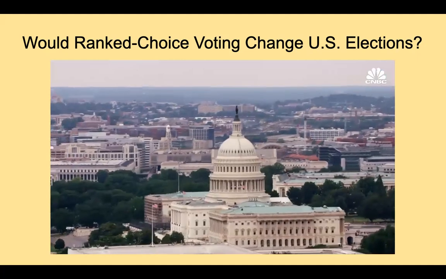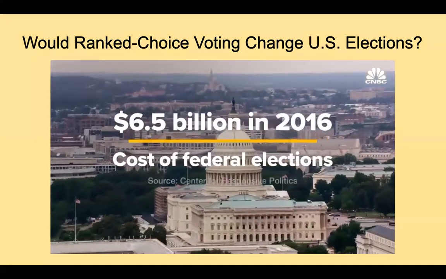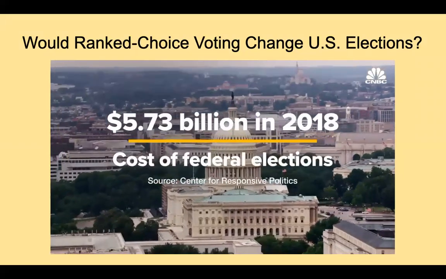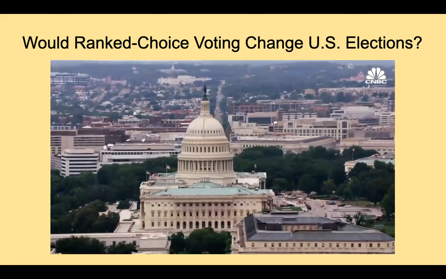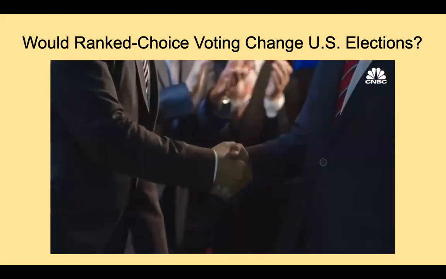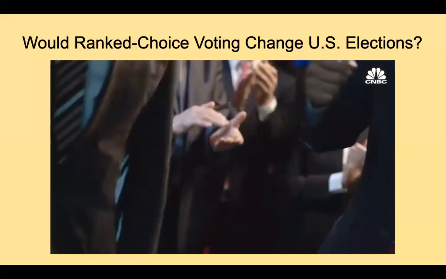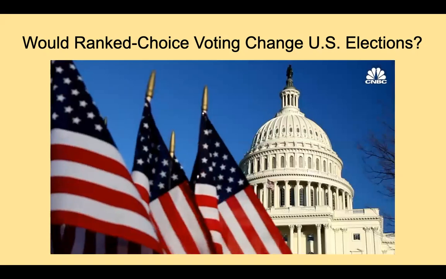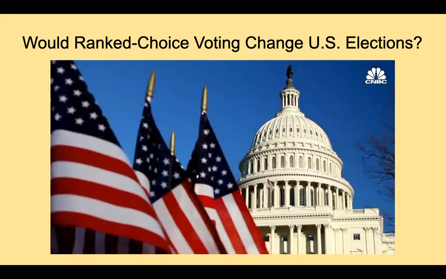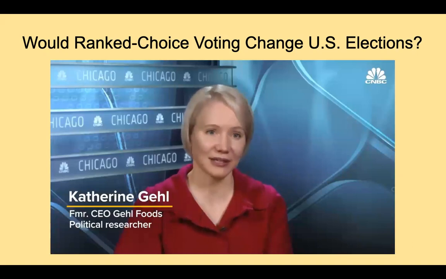But two researchers are claiming that the industry that spent $6.5 billion in 2016 and $5.73 billion in 2018 is flourishing. The parties, the political industrial complex, which works very well together in one particular way, and that is to rig the rules of the game to protect themselves jointly from new competition. Politics isn't broken, it's fixed.